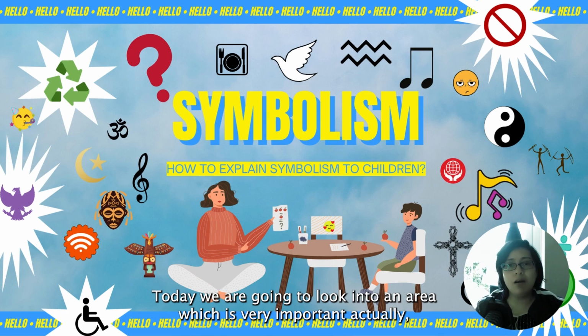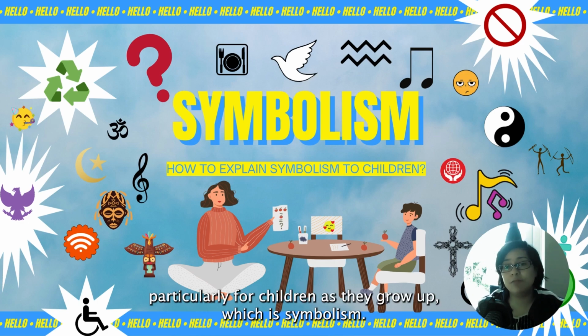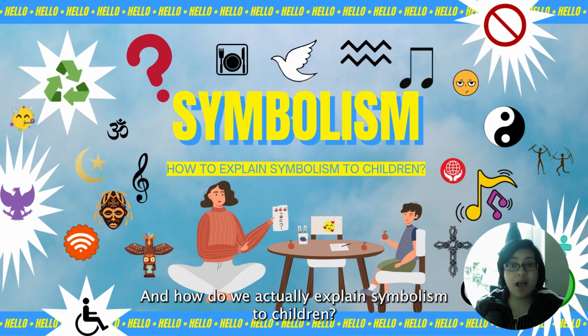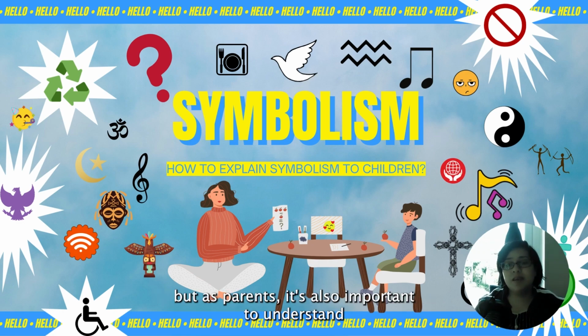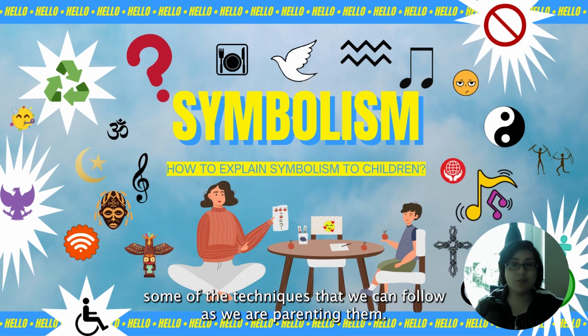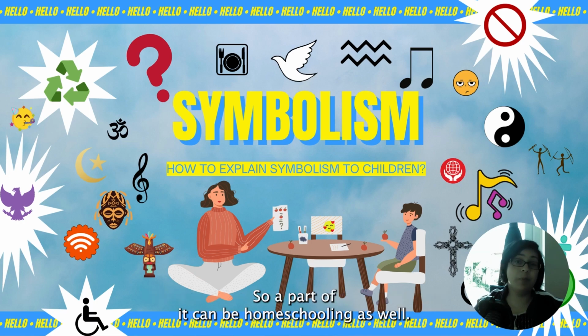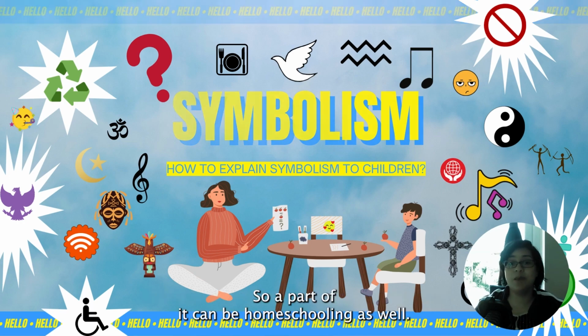Today, we are going to look into an area which is very important, particularly for children as they grow up, which is symbolism. And how do we actually explain symbolism to children? Again, one of the very important things possibly they cover in schools as well. But as parents, it's also important to understand some of the techniques that we can follow as we are parenting them. A part of it can be homeschooling as well.